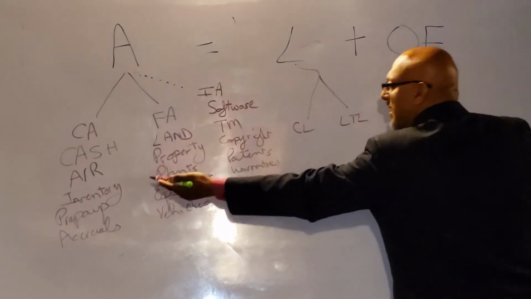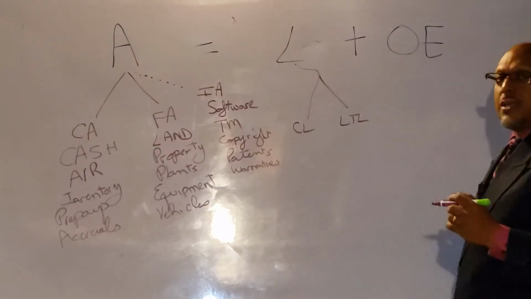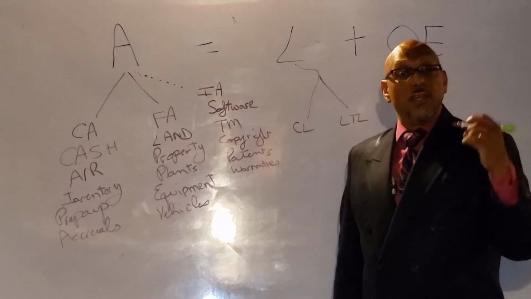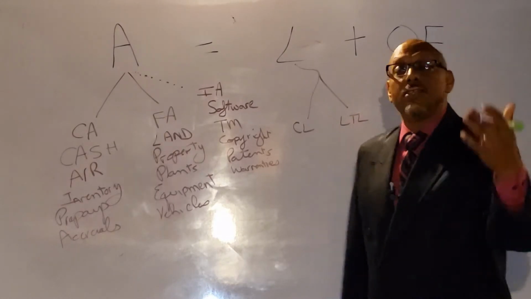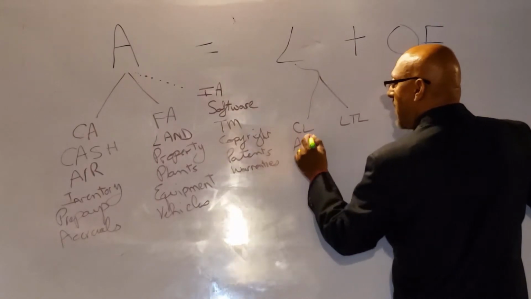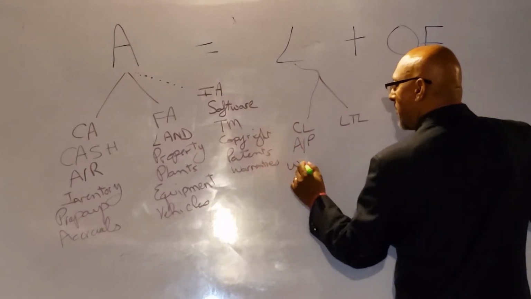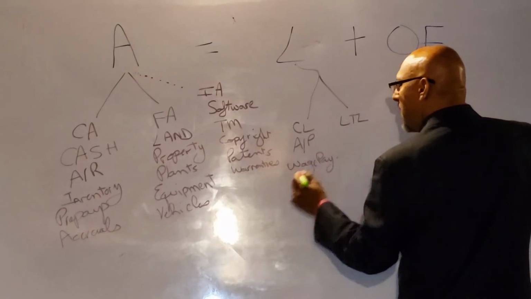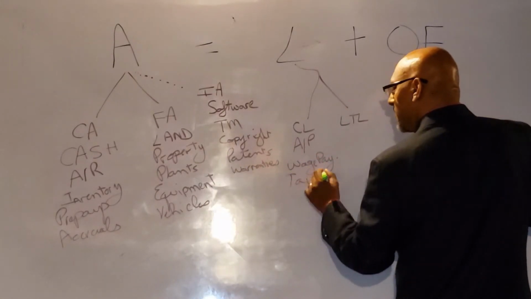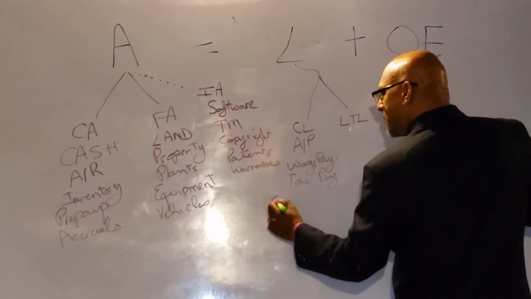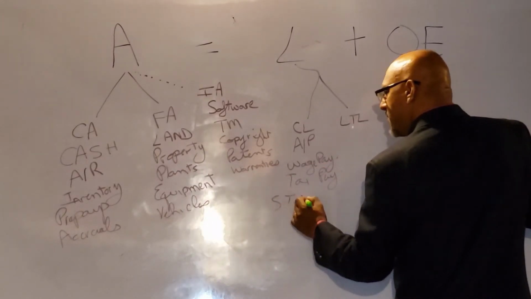Much like current assets, current liabilities are anything that's owed that is a year or less in term or is constantly changing. Some examples would be AP for accounts payable, wage payable, or tax payable. Also short-term notes.